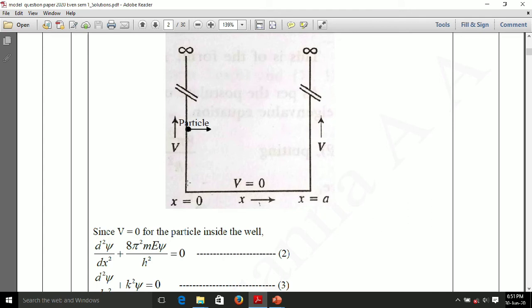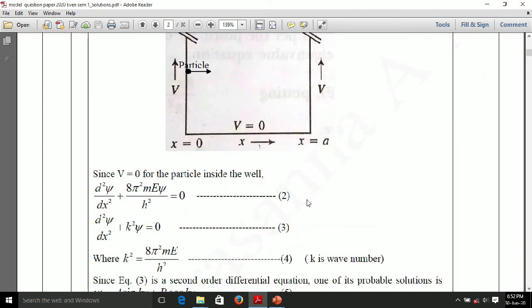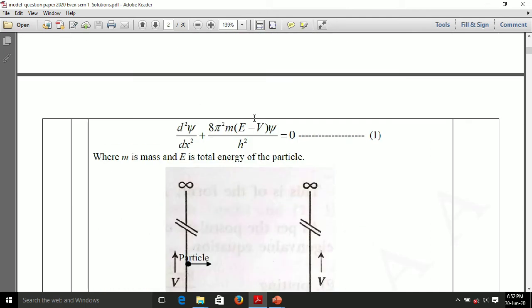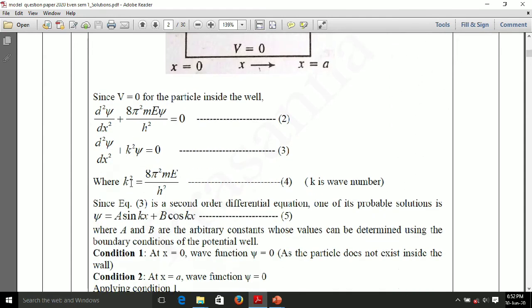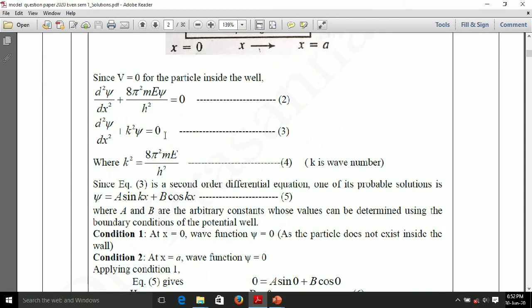And the first wall is taken at x equal to 0 and x equal to a represents the position of the second wall. It is the one-dimensional movement of the particle. Therefore, the one-dimensional Schrodinger equation is considered. Since V is 0, the equation is reduced to this form, and on simplifying this equation and comparing it with the simple harmonic equation, it is possible to get that 8 pi square m E by h square is equivalent to the square of k.